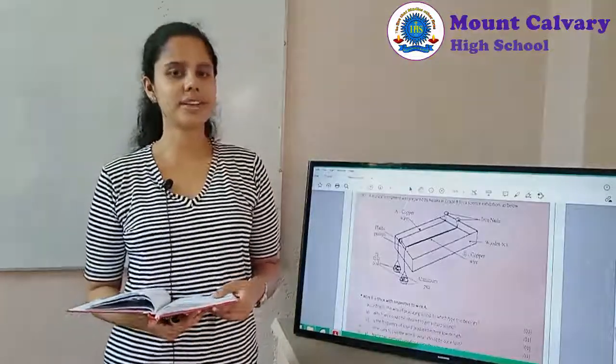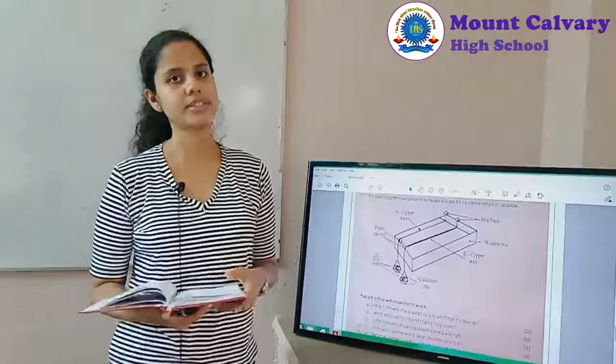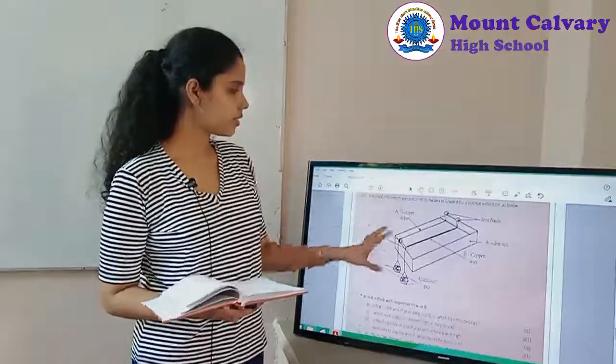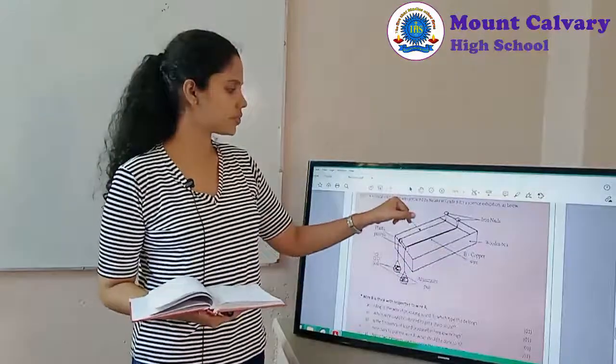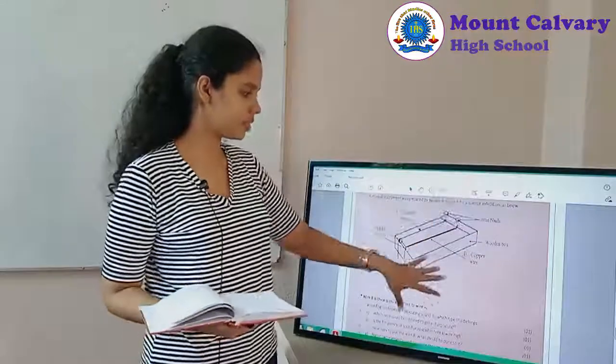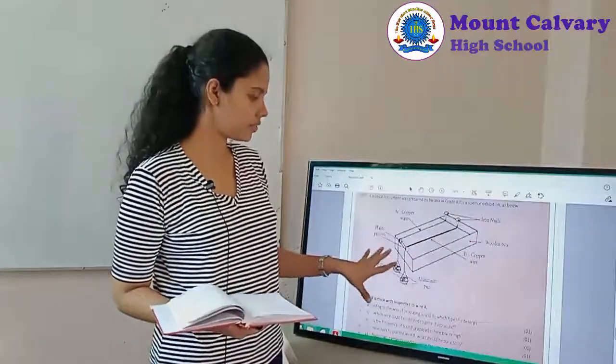Okay students, now we are going to discuss the sixth question, or the last question, of the paper. Now in the sixth question, again you have a diagram. A musical instrument was prepared by Nalaka in grade 8 for a science exhibition. So this is a musical instrument.